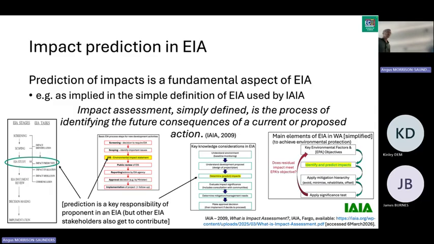The other point I'd make on this slide, because I'm showing you graphics you've seen many times before, is that it's the proponent who's generally considered to be responsible for predicting impacts. If you know your international environmental law, that makes perfect sense. We have a principle called the polluter pays philosophy. The person who causes pollution should pay to clean it up. And that philosophy underpins EIA.